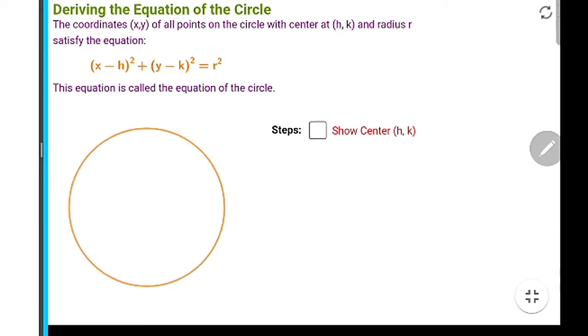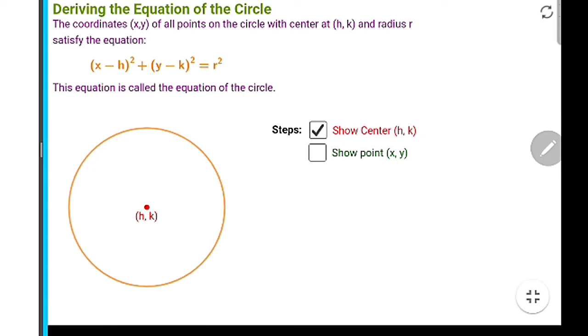So we have a circle right here. We can show the center. That's our center with coordinates h comma k, meaning the x value is h, the y value is k, and we can show a point on the circle. That point can move. It can be anywhere on the circle.